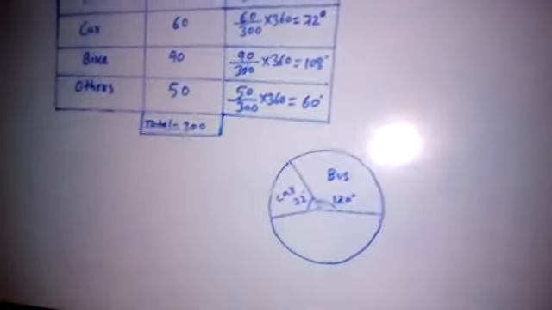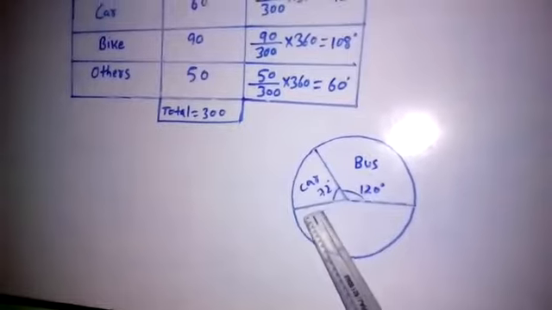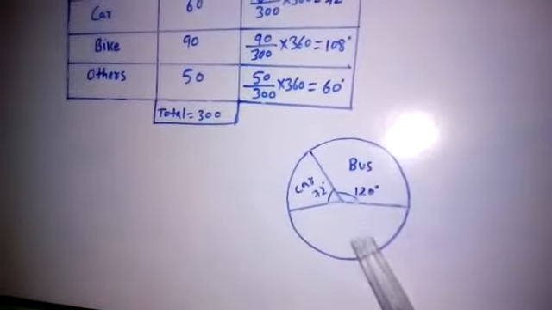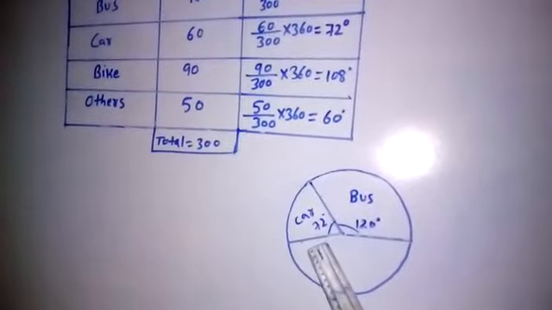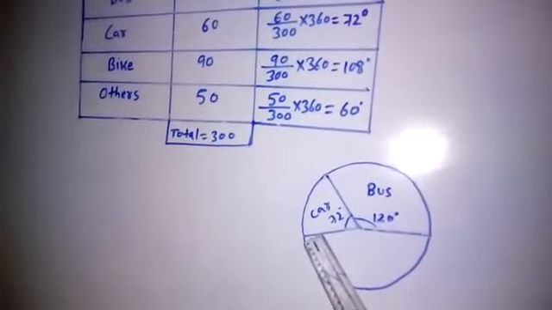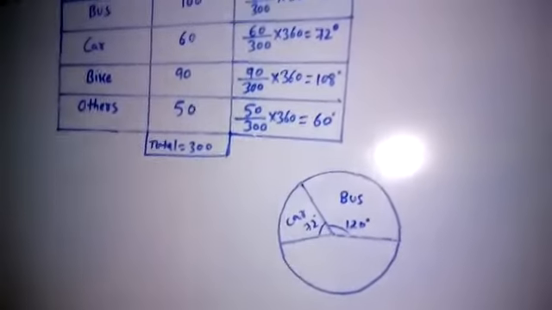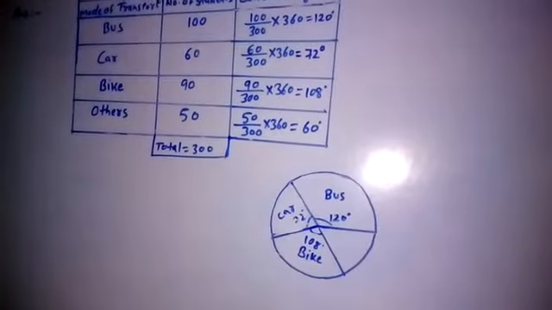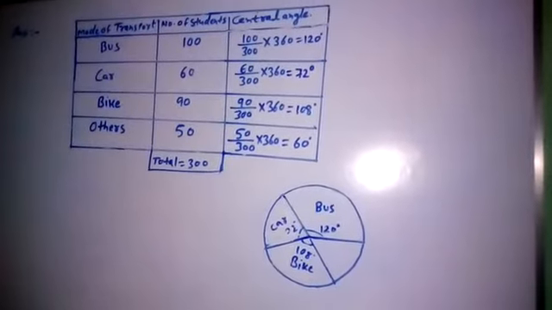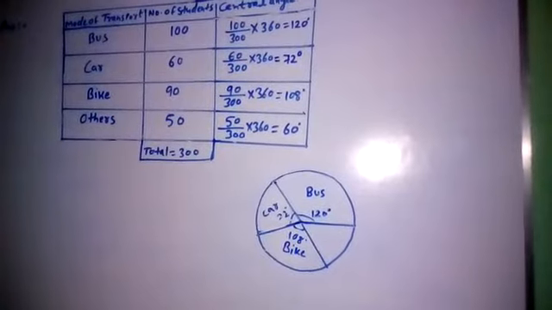Now for bike it is 108 degrees. So we will put the protractor on this line and measure 108 degrees. Here we put the protractor and measure 108 degrees. So it is 108 degrees. With the help of the protractor we will draw it.